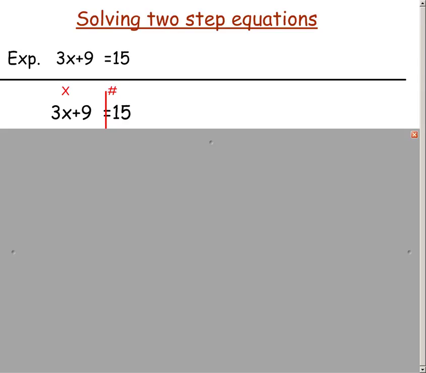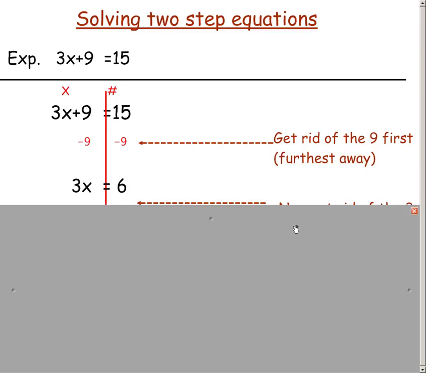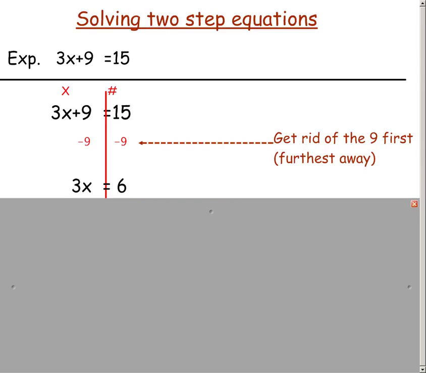So when I'm looking at an equation like this, the first thing I want to do is get rid of the number that's farthest away from the x. In this case, it's 9. So to solve, I have to get the opposite of plus sign, which is to subtract 9 from both sides. Once I do that, I work my way down and I get 3x on the left-hand side and 15 minus 9 is 6 on the right-hand side.